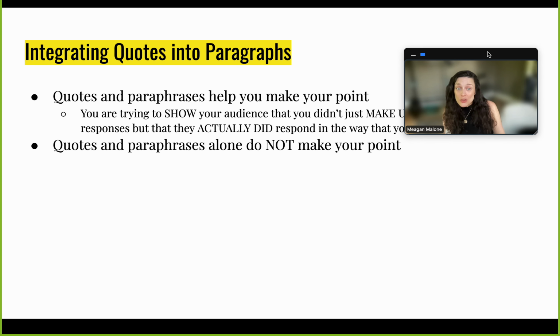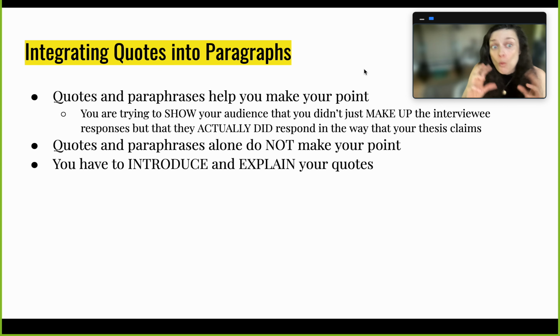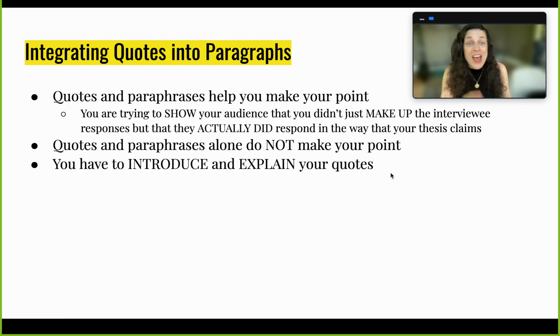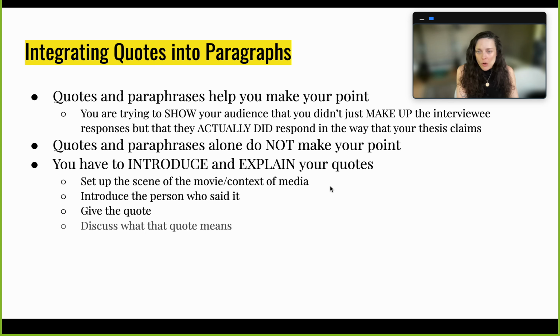But if you just throw in the quotes, that's not enough. You have to introduce why you're using the quote. And then once you put the quote in, you need to explain what the point of it is. You cannot just drop a quote in and be done with it. So before you actually put in a quote, you need to set up the scene, whether it's a movie or an issue. You need to introduce who said this, and then you need to give the quote and then discuss what that means and why it helps you make the point that you're trying to make in your paragraph.